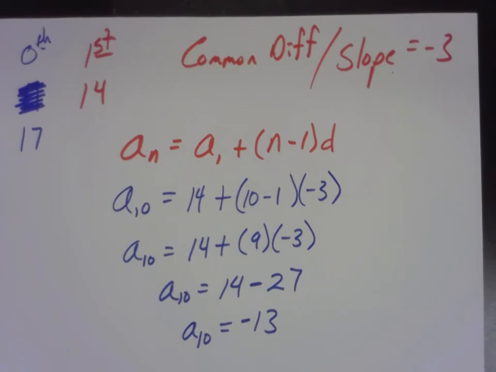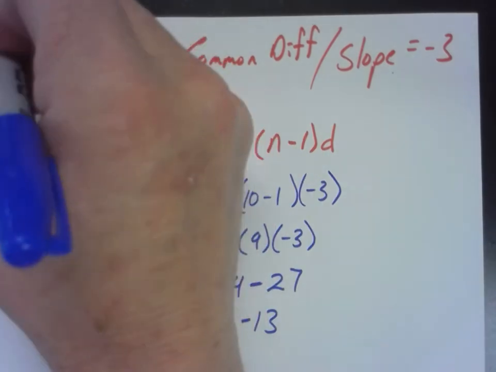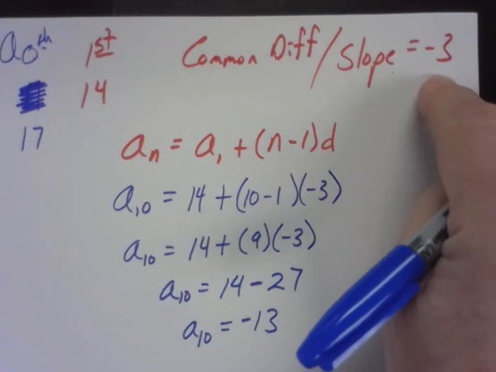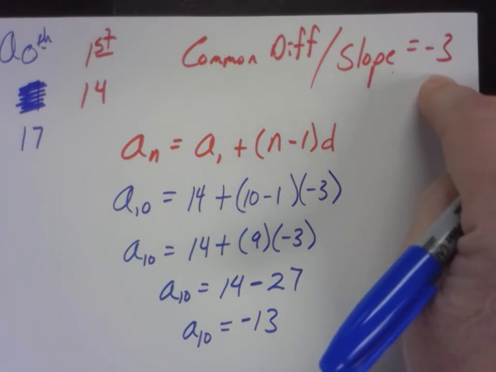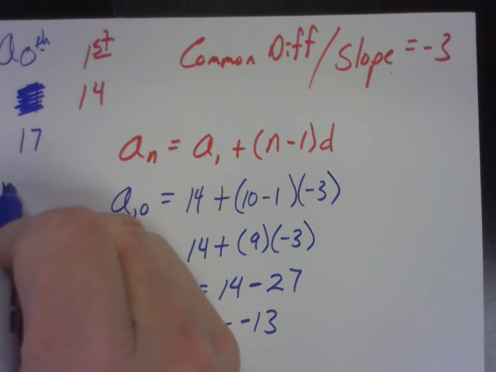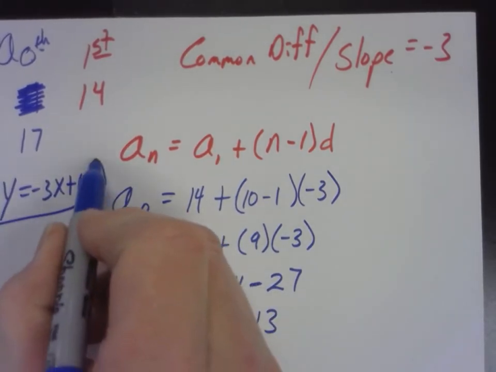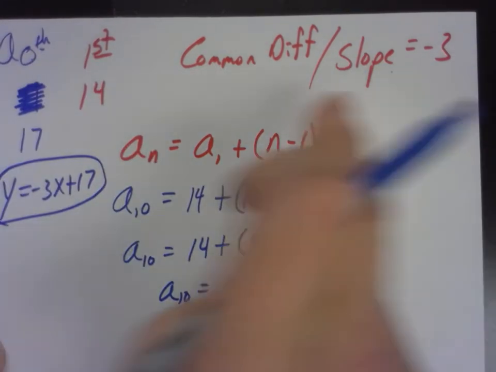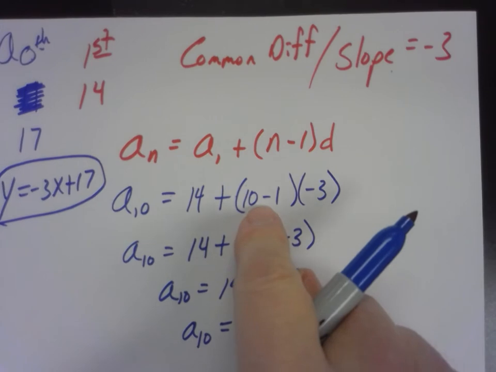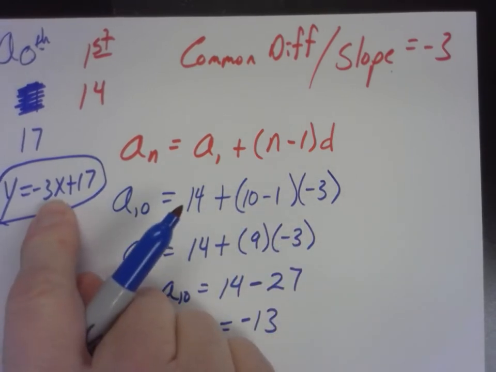Okay, anyway, we know a sub 0. We know a sub 0 is 17. We know the slope's -3. Can we write an equation? Y equals -3x plus 17. That's the equation that describes this series, right? So if I want to find the 10th one in the series, can we just put 10 right there for x? Yeah. Let's try it.